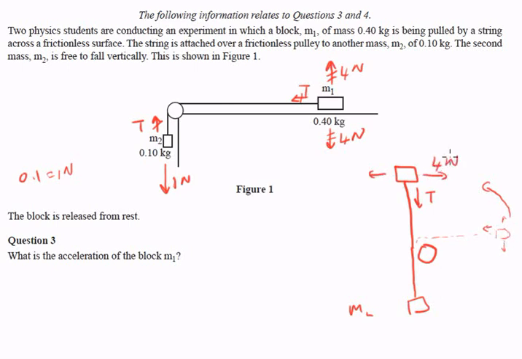So it's 4 newtons tension. On the bottom, doesn't change. We've still got tension and 1 Newton. Tension is the same size as tension, 4.